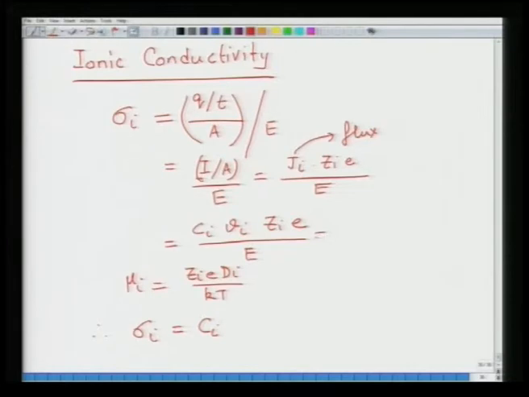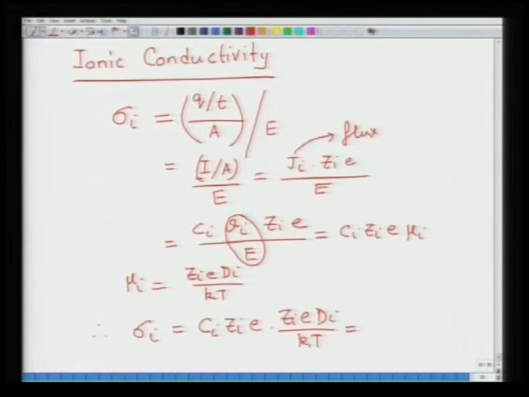So, you can change this a little bit. What you can do here is this becomes C_i Z_i E into mu_i, because this v_i by E will become mu_i. This is velocity per unit electric force, which is the field. So, this becomes C_i Z_i E into mu_i, which is Z_i E D_i divided by kT, and this becomes equal to C_i Z_i squared E squared D_i by kT.